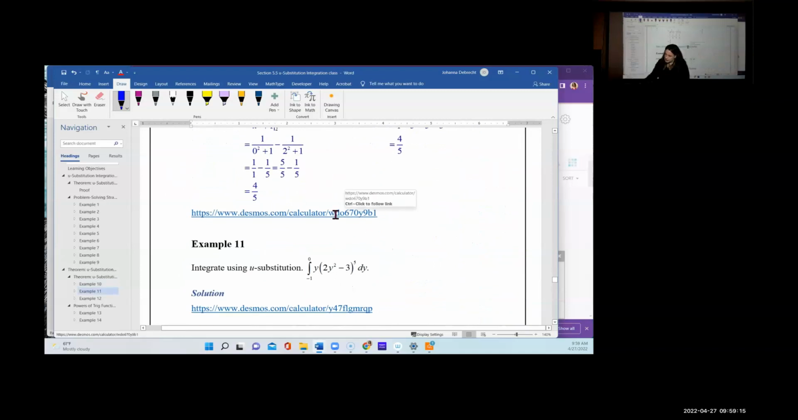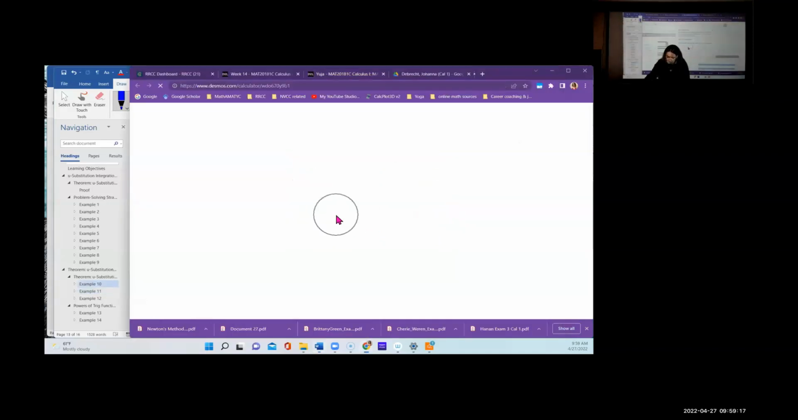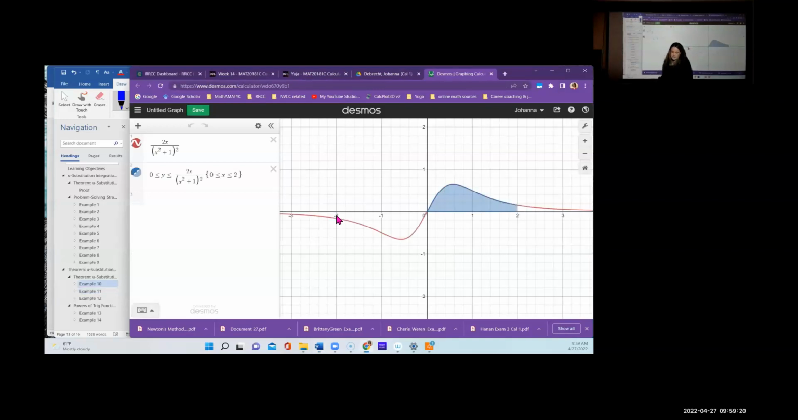Okay, now let's take a look at this link to see what it is that we actually calculated. This is my function, in red, 2x over quantity x squared plus 1 quantity squared. And we were finding the integral from 0 to 2, which means we're finding the area between the curve and the x-axis from x equals 0 to x equals 2. So vertical lines at x equals 0 and x equals 2. We're finding the area of that shaded region.